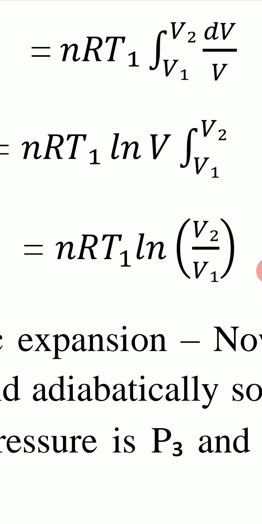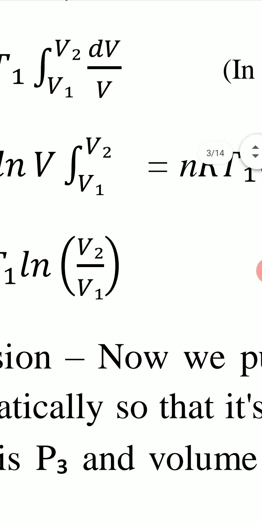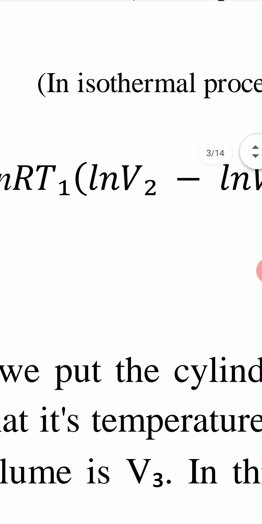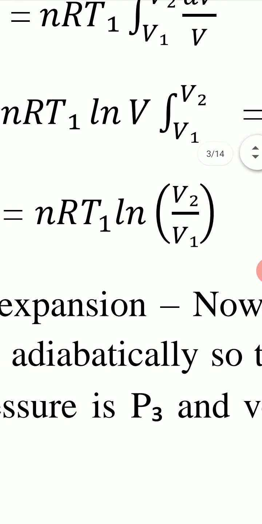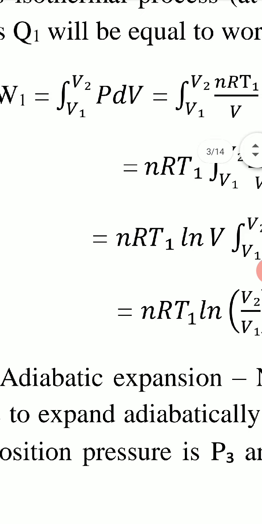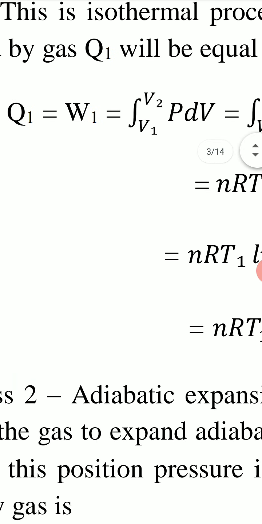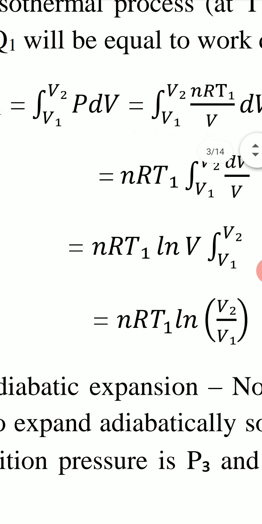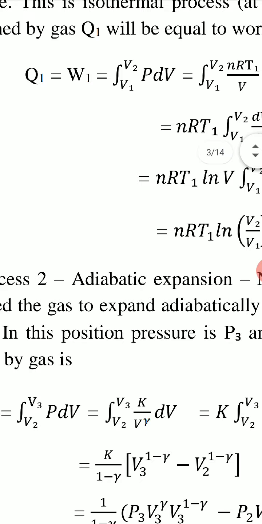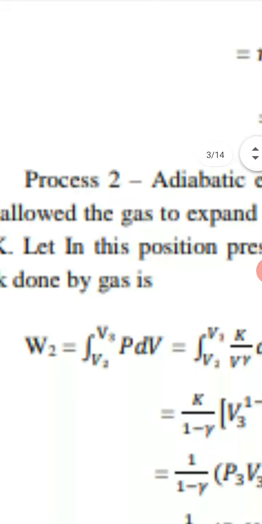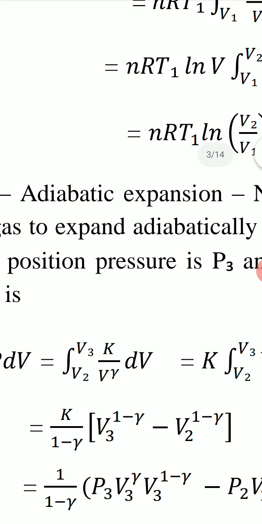Limits are from V1 to V2. If we put the limits, we get nRT1 (log V2 minus log V1), which is equal to nRT1 log V2 upon V1. So this is the work done in the first process, the isothermal expansion, W1, and it is equal to the heat Q1 extracted from the heat source, nRT1 log V2 upon V1. Now we calculate the work done in the second process, that is adiabatic expansion.